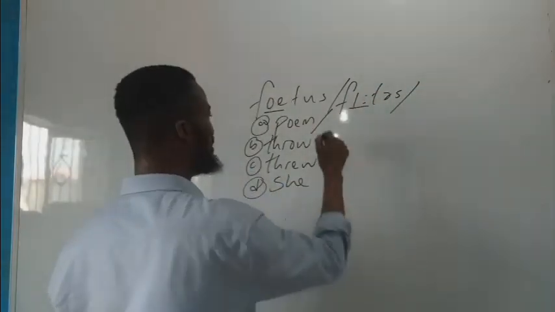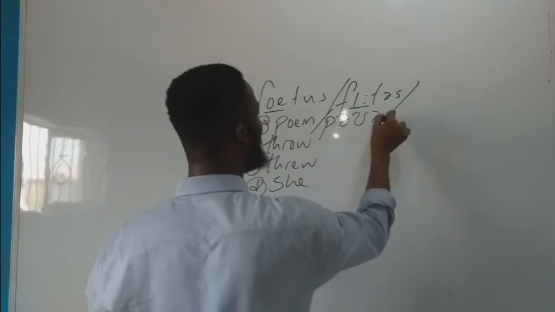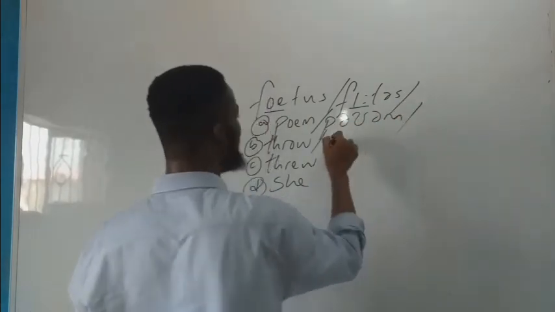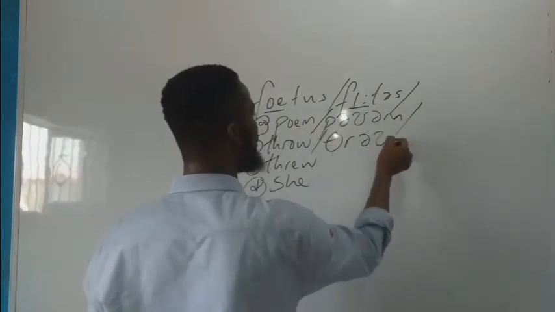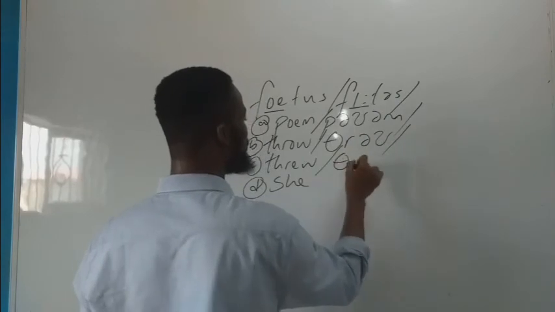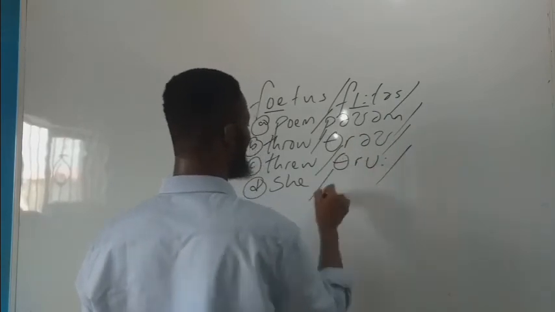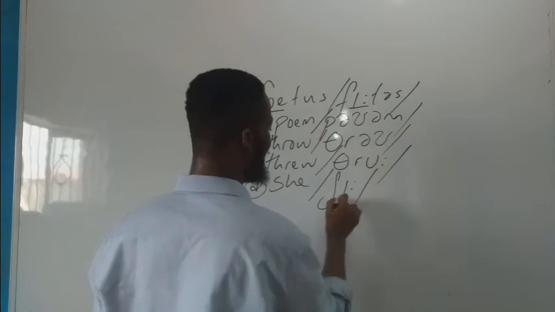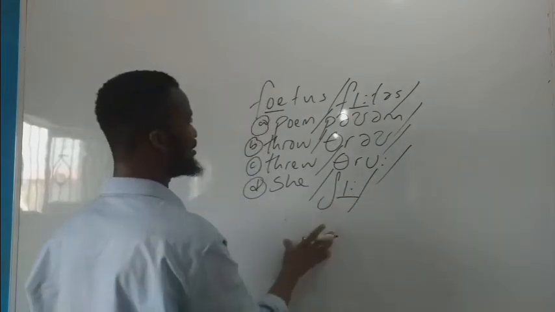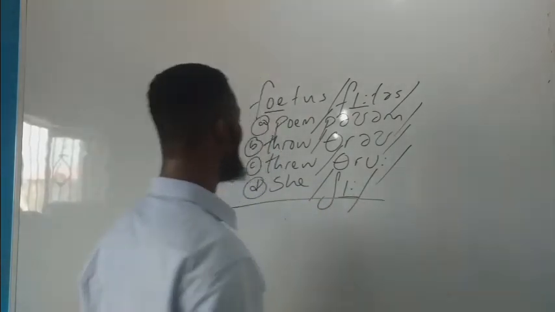This is not pain, this is called poem. This is called throw. This is called through. And option D is called she. See? She, long E sound. This is our final answer. Option.